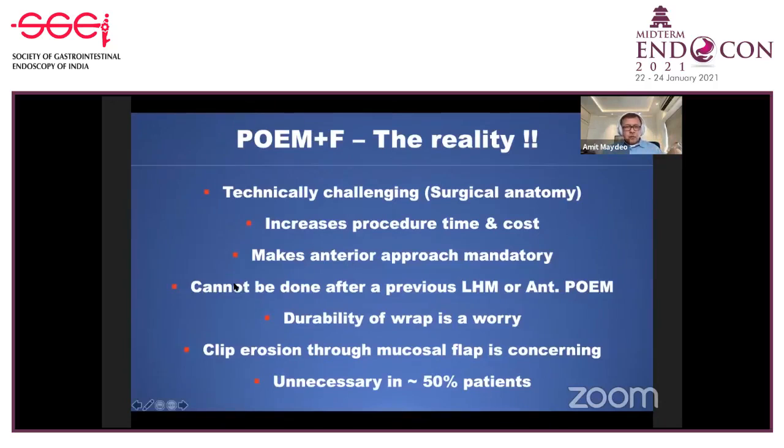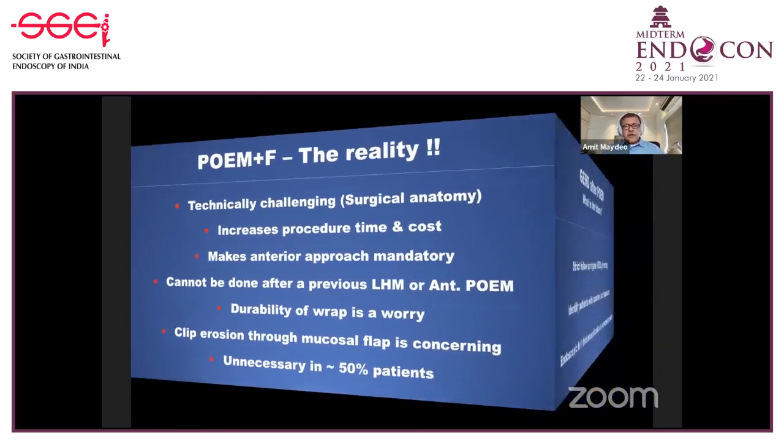This doesn't make sense. Fourth, it cannot be done in a patient who has got a previous lap-Heller's myotomy or a previous anterior POEM, because you have to go through the anterior tunnel itself where there will be fibrosis. Very important aspect is durability of this wrap is tremendous worry. This is not going to hold. Cleft erosion through the mucosal flap is also concerning. And most important fact is, all of us know that after POEM, only 50% patients develop abnormal acid exposure. So if you were to do this procedure in all, you are doing this procedure unnecessarily in 50% of the patients.